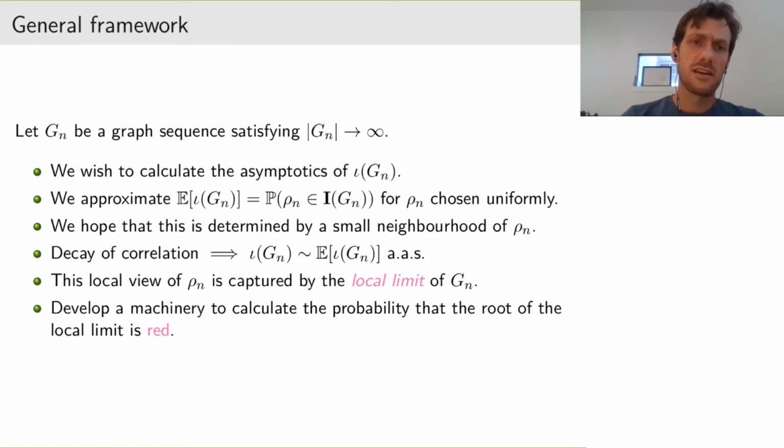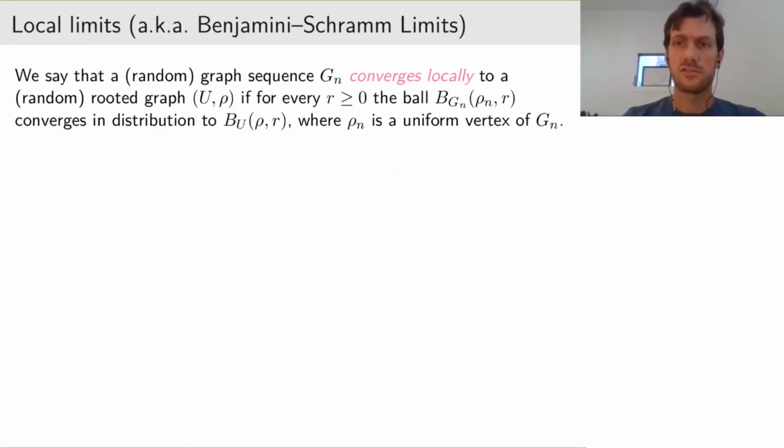Okay, so let me now formally define what local convergence means in this sense. We say that the graph sequence converges locally to a random rooted infinite object if for every fixed radius r, the ball of radius r around a uniformly selected vertex converges in distribution to the ball of radius r around the root in the limit. So really what this means is that for every fixed ball, the probability of seeing it around the typical vertex in the graph sequence converges to the probability of seeing it around the root in the limit.